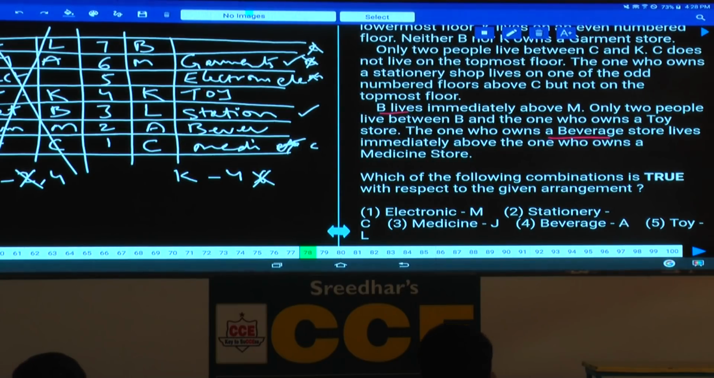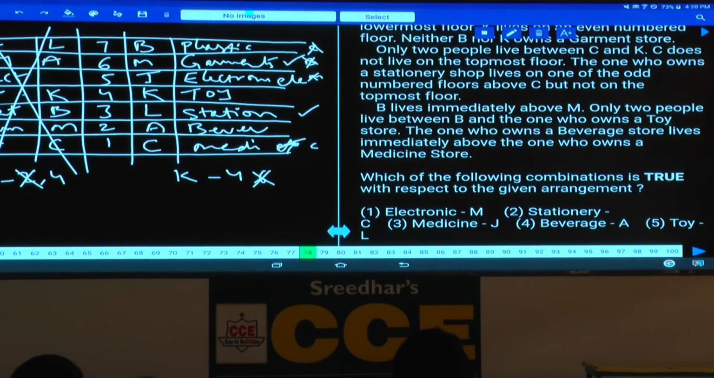Now we are left with what? B, M, J, K, L, A, C. And in this one, garment, electronic, toy, stationery, beverage, medicine, and what is the other thing left over here? Plastic. Now this B owns plastic store. Clear now? This is how these 7 persons are staying in 7 different floors, and each of them owns a different store. Which of the following combinations is true with respect to the given arrangement?